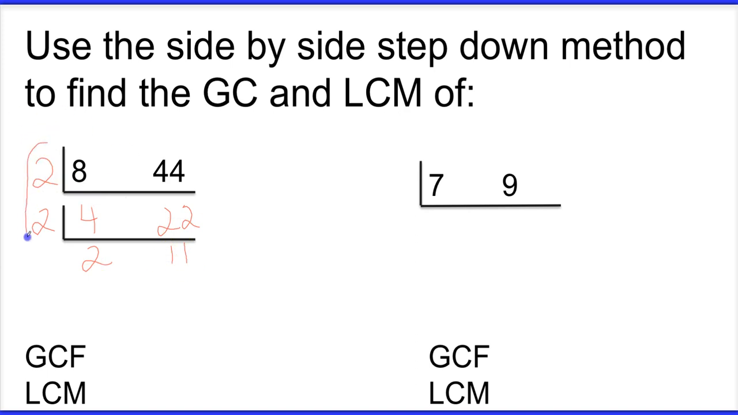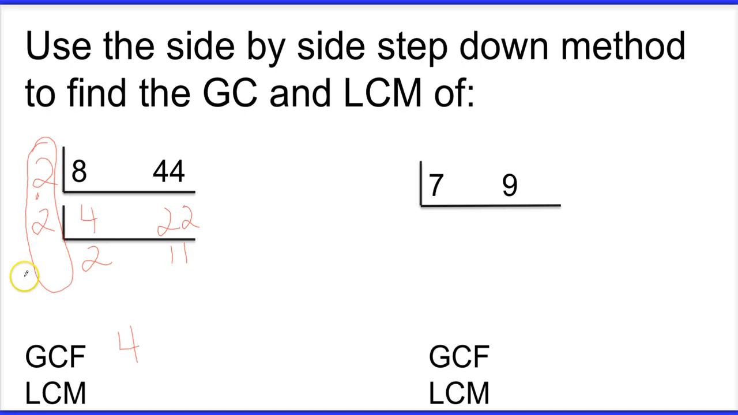So to find my GCF, I'm going to have 2 times 2. 2 times 2 is 4. My greatest common factor for 8 and 44 is 4.